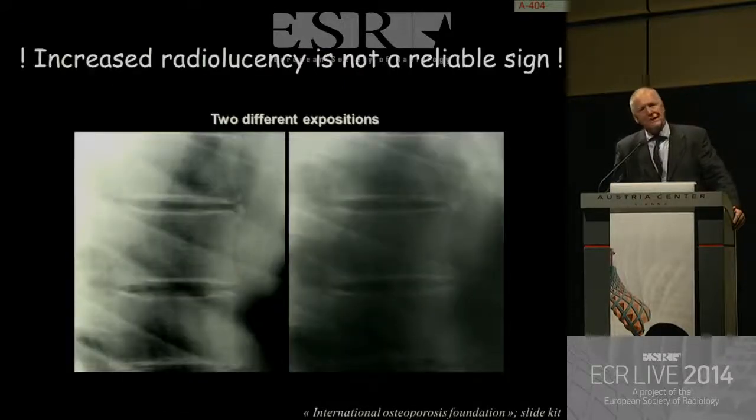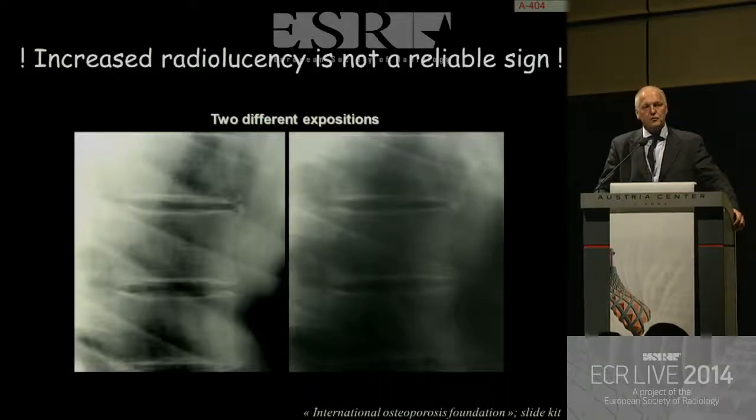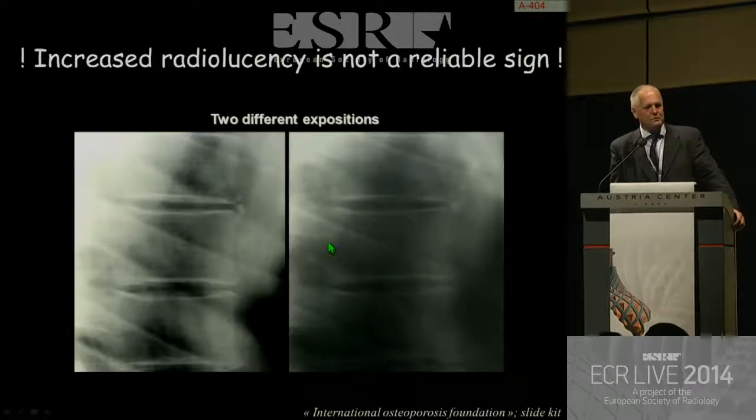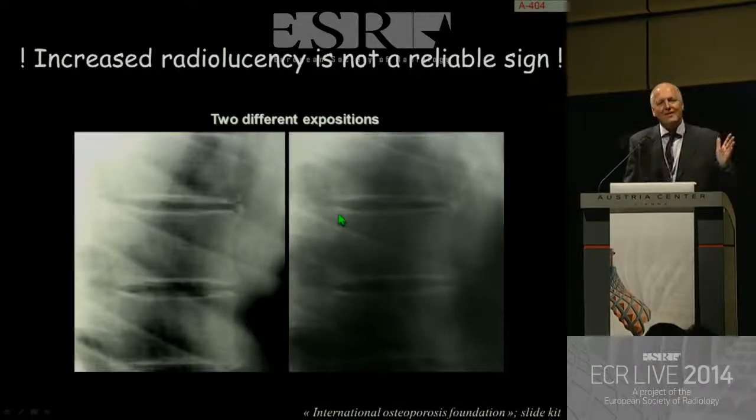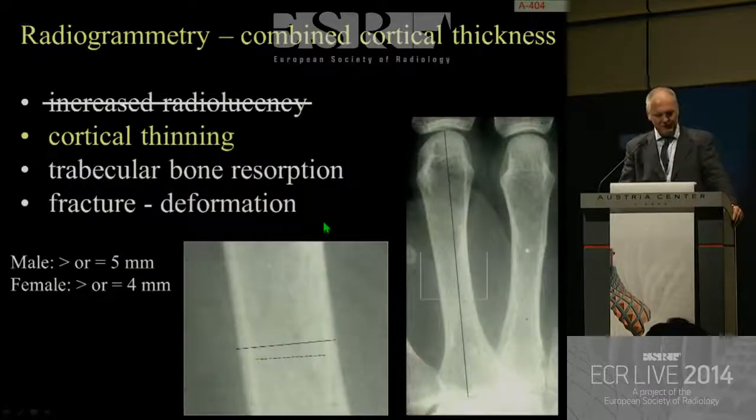Now, please, this is extremely important. Do not rely on the radiolucency on your radiograph. These can be influenced by technical parameters that you can see here. Therefore, it's not because it's white that you have got a lot of bone or black that you have less bone than the other one.